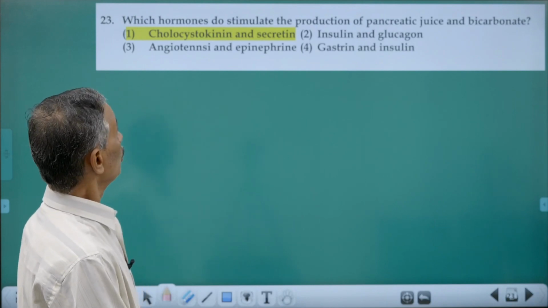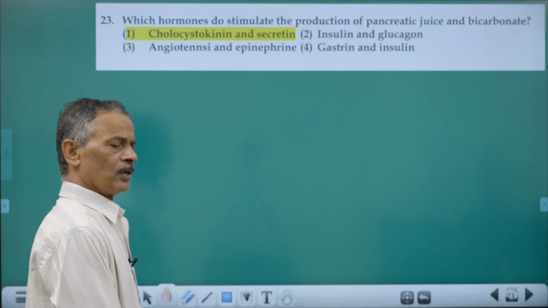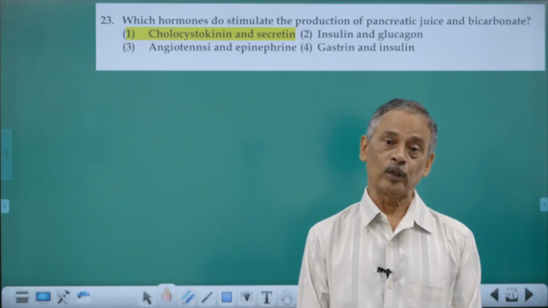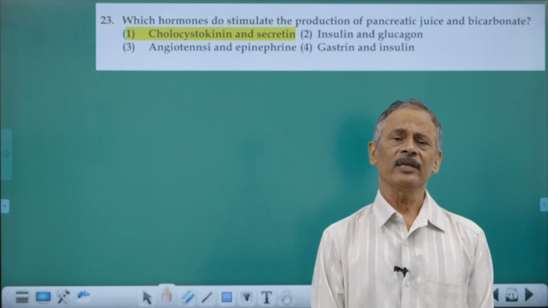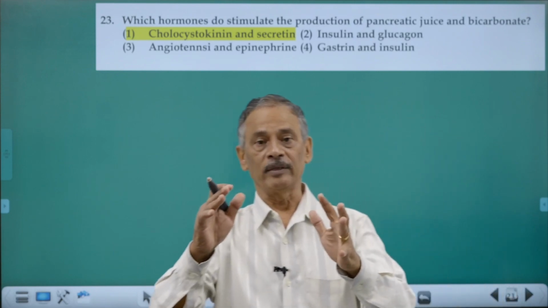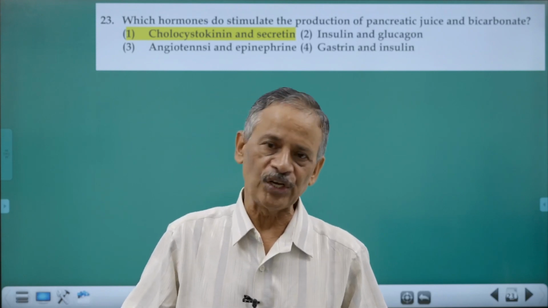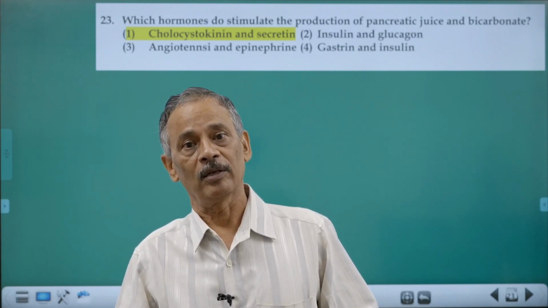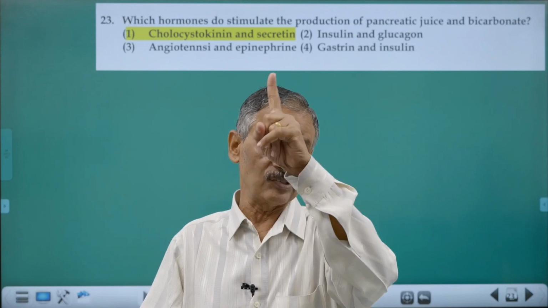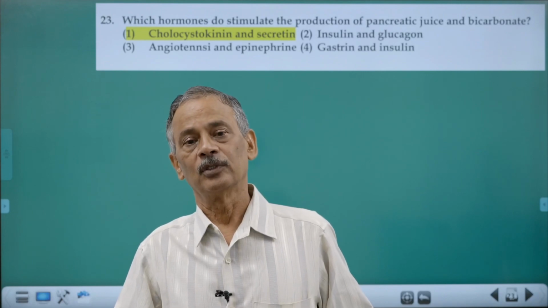Which hormone stimulates the production of pancreatic juice and bicarbonates? See, the alimentary functions are controlled by both the nervous system and the endocrine system. We have a number of local hormones which locally control the secretion of enzymes of the glands and the functioning activities of the alimentary canal. For example, secretin. The first hormone that was discovered, secretin, is produced by the duodenal part, the duodenum.